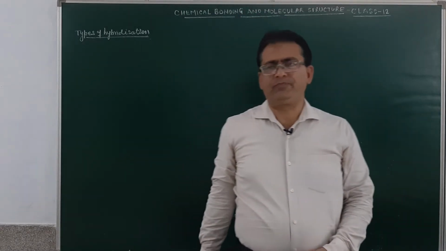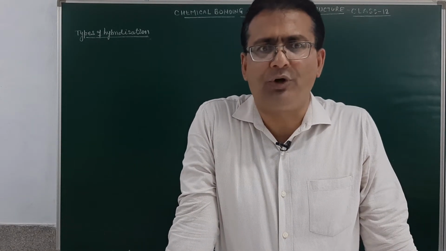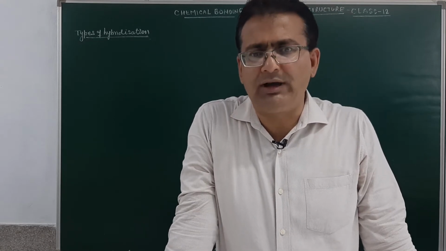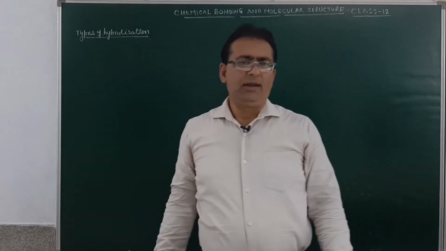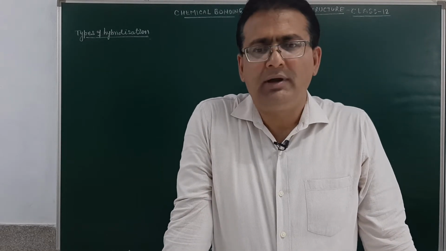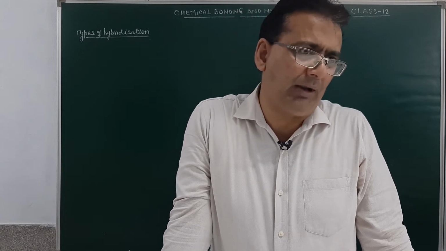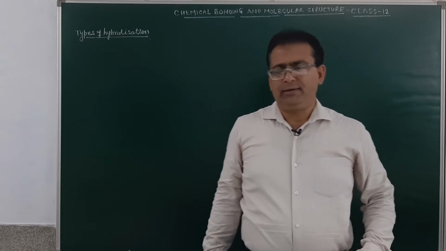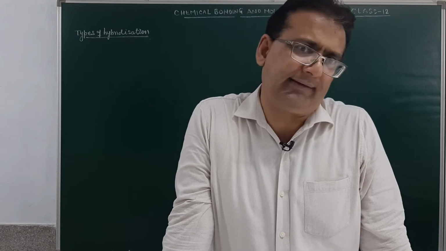Good morning, students. In our previous lecture, we discussed the tabular form of various types of hybridization. If you remember, I told you that it can be sp hybridization, sp2 hybridization, sp3 hybridization, sp3d hybridization, sp3d2 as well as sp3d3 type of hybridization. Now, today, in this lecture, I'll try to explain how this hybridization occurs.